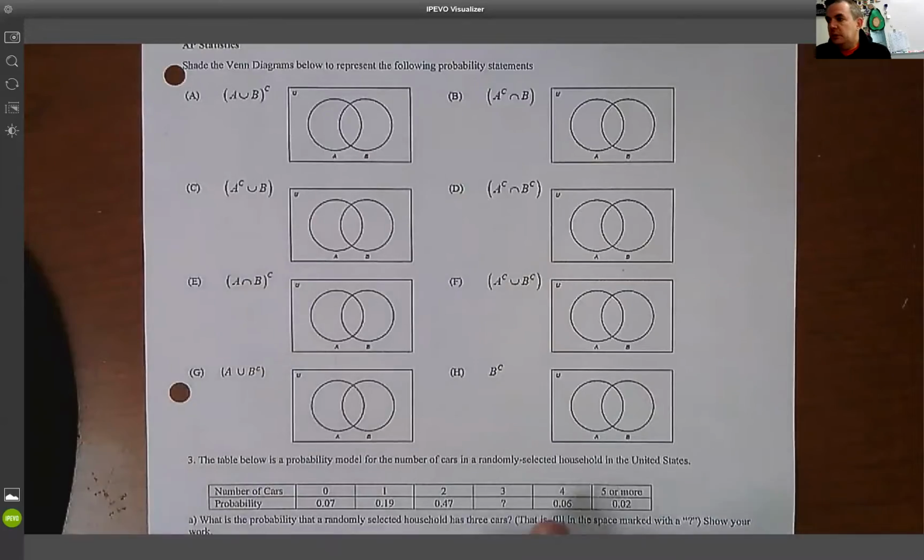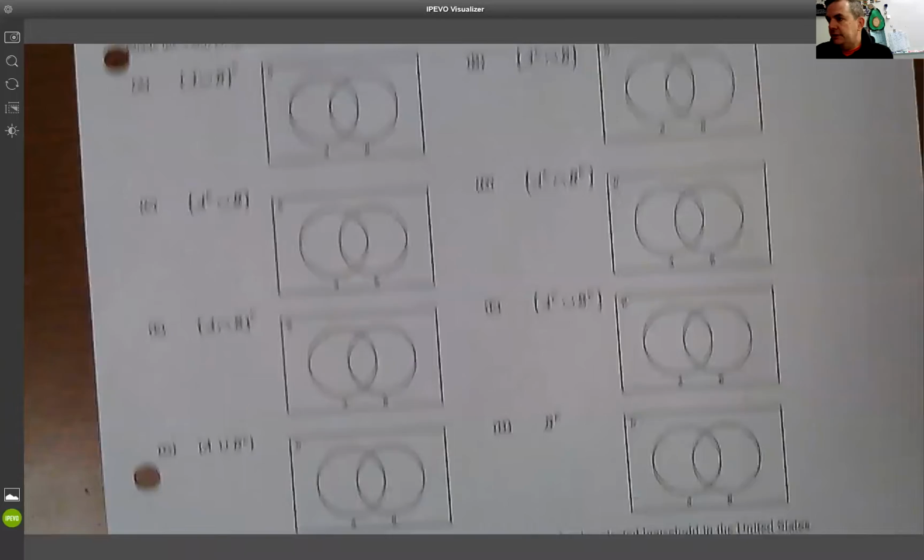Okay, good morning, folks. What I'm going to do first is do a little bit of a review, some Venn diagram stuff, and hopefully that helps. So we'll take a look at just how to read things. If we take a look at these, let's zoom in a little bit so we can see them.